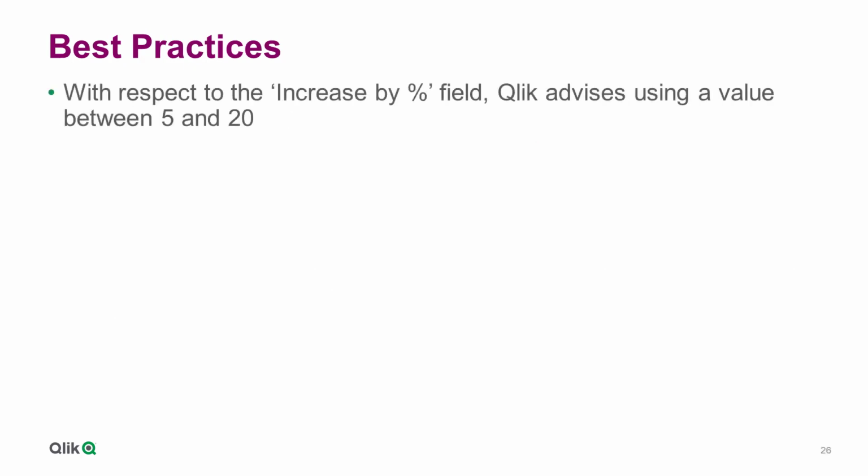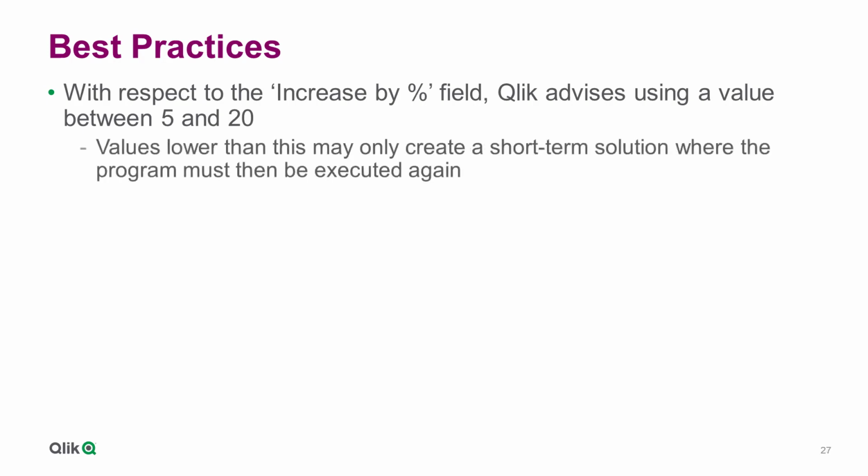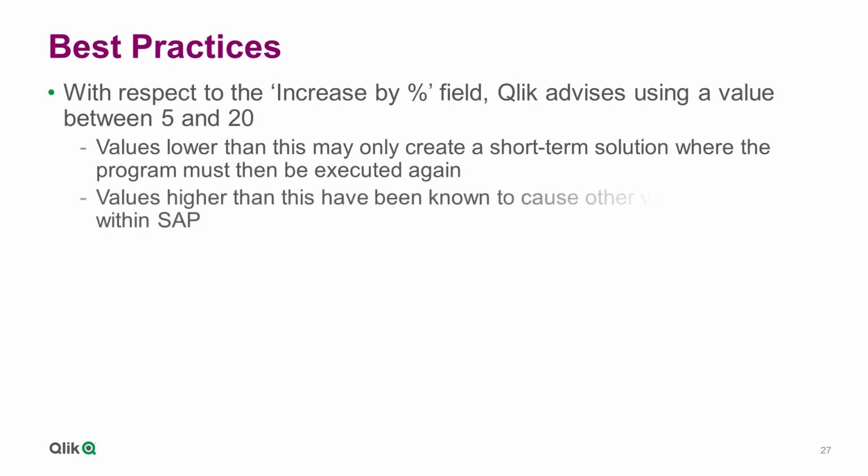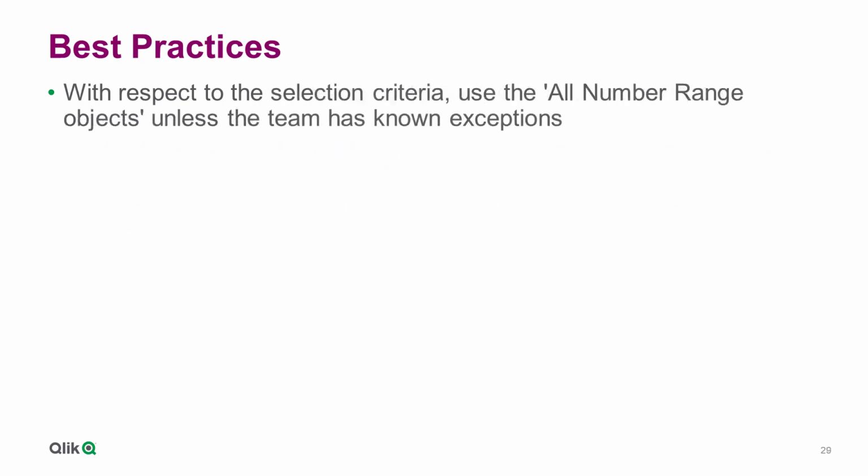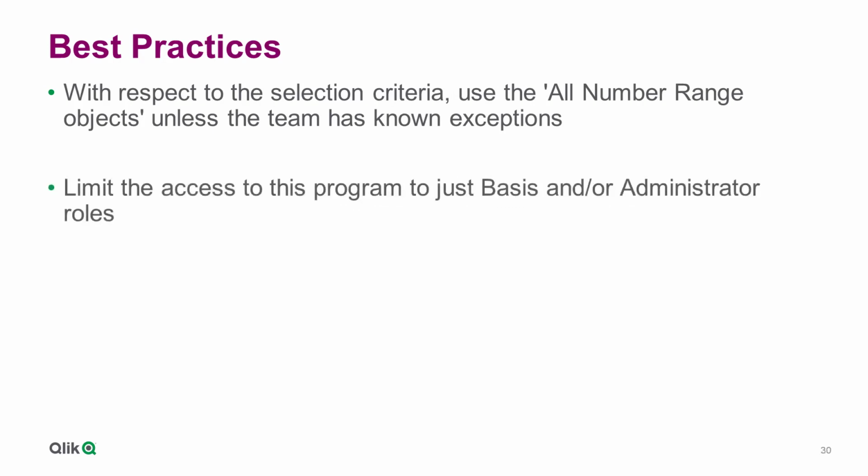This slide contains a summary of best practices. With respect to the increase by percent field, Qlik advises using a value between 5 and 20. Values lower than this may create only a short-term solution where the program must then be executed again, and values higher than this have been known to cause other various issues within SAP. With respect to the selection criteria, use the All Number Range Objects option unless the team has known exceptions. Be sure to limit the access to this program to just basis and/or administrator roles.